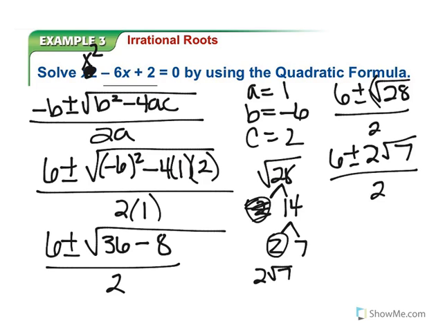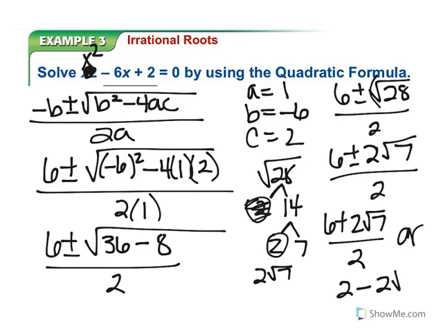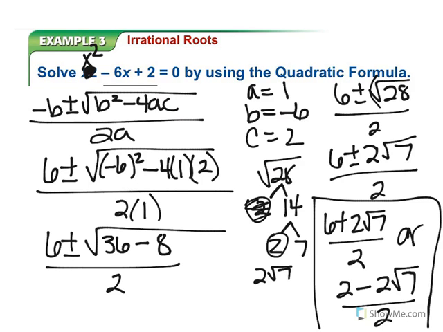And now we can rewrite this as 6 plus 2 square roots of 7 divided by 2, or 6 minus 2 square roots of 7 divided by 2. The plus or minus allows you to have two different answers, and you must set them up as two different roots.